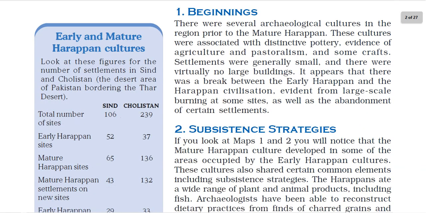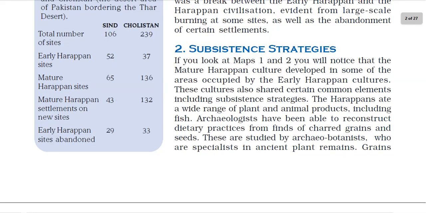Moving forward, we'll come to the next important topic, that is the subsistence strategies. Subsistence strategies is one term whose meaning you first have to understand. What does it mean? Subsistence strategies mean the strategies employed by the Harappans to sustain themselves. That means, what did they survive on? What were the plant and animal products that they survived on? This is the meaning of this topic. How were they trying to meet their bare subsistence in that civilization? What were they doing?